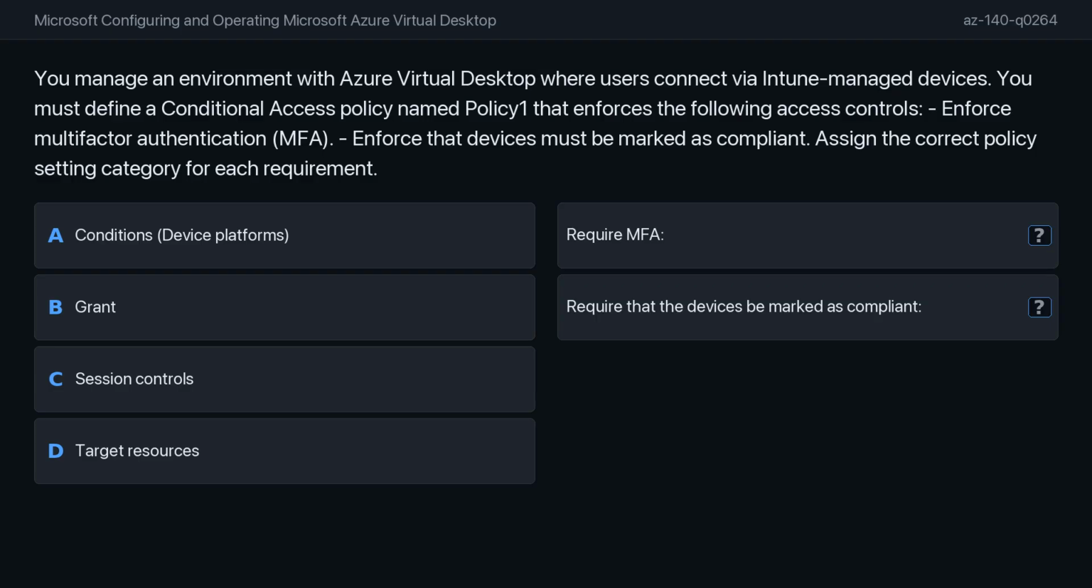Option A, Conditions, specifically for device platforms. Option B, Grant. Option C, Session Controls. And Option D, Target Resources.